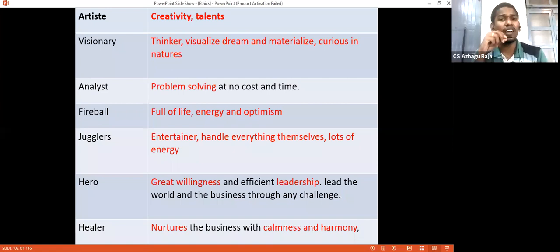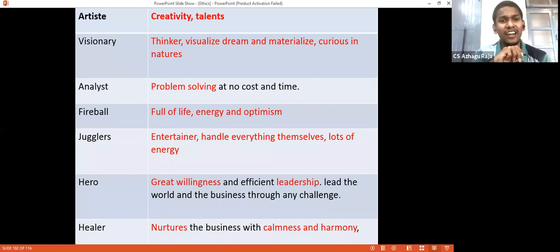Who is an artist? Artists basically have characteristics of creativity and talent. Mostly entrepreneurs like an interior designer or an engineer are more about creativity and talent, and they put things in order in an artistic way. Even artists of drawing and painting, those professionals are called artist entrepreneurs. And visionary, this kind of entrepreneur always thinks, visualizes, dreams and materializes, curious in nature, right? Visionaries always know for sure where they are going to go and how they are going to go.